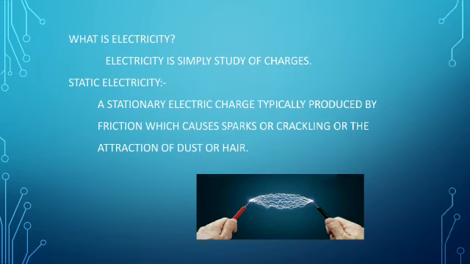Now, let's see what is electricity. Electricity is simply the study of charges. Now, what is static electricity? A stationary electric charge, typically produced by friction, which causes sparks or crackling or the attraction of dust or hair.